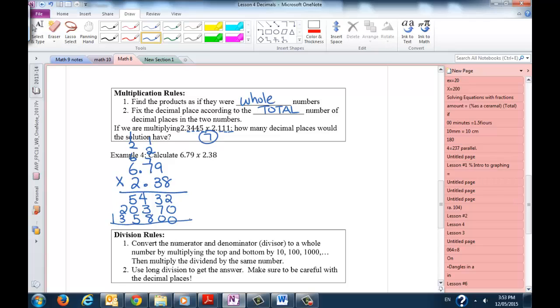And then I'm going to add them all up here. 2. And 3 plus 7 is 10. Carrying my 1. And 1 plus 4 plus 3 is 8, plus 8 is 16. 5 plus 5 is 10, plus 1 is 11. 1 plus 2 plus 3 is 6, and 1.